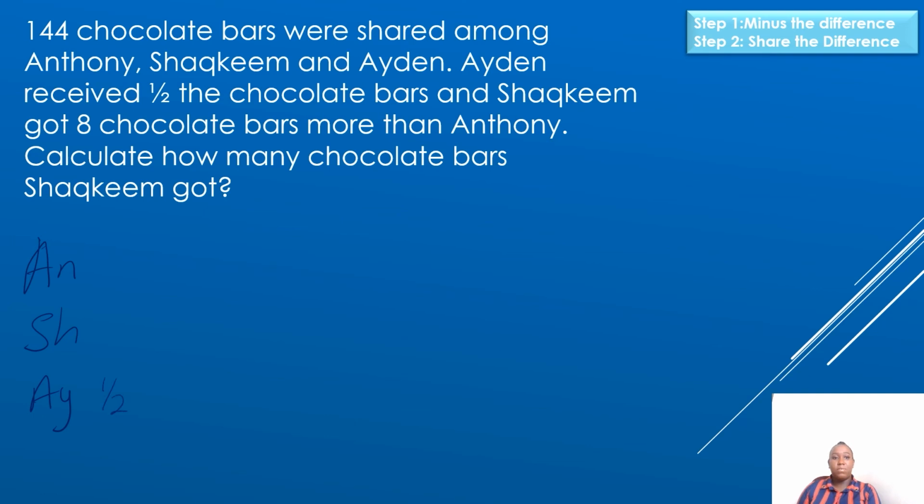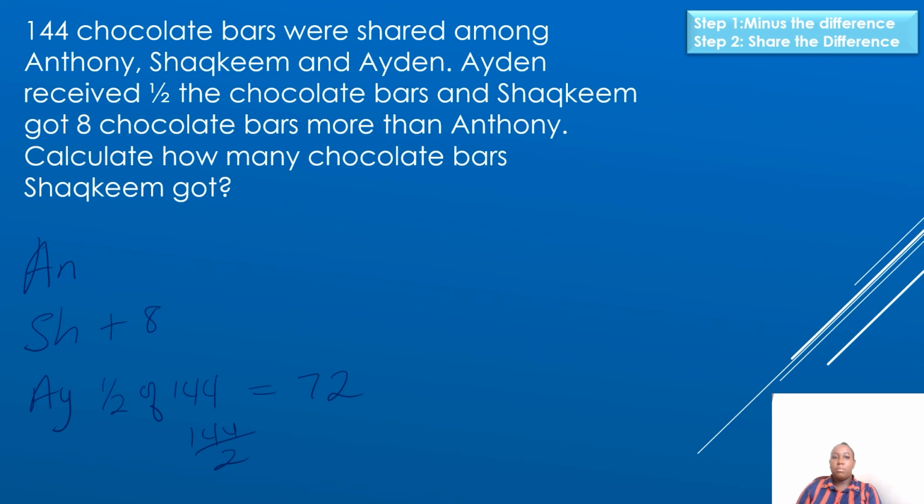What is half of 144? We divide 144 by 2. Half of 144 is 72. So we know that Aidan is getting 72. Now we have to work out Anthony's and Shakim's share. Let's read the information and do it again. 144 chocolate bars were shared among Anthony, Shakim, and Aidan. Aidan received half the chocolate bars and Shakim got 8 chocolate bars more than Anthony. So Shakim is getting 8 more than Anthony. Calculate how many chocolate bars Shakim got.